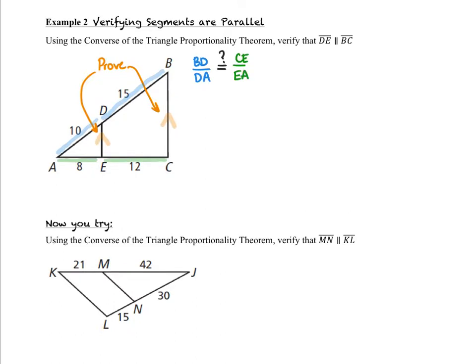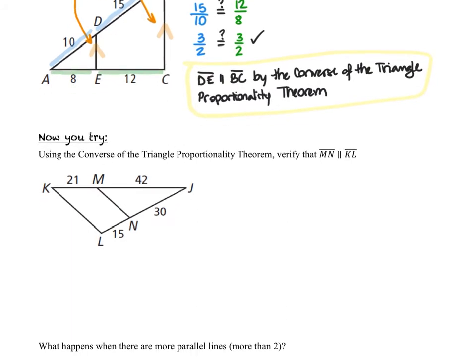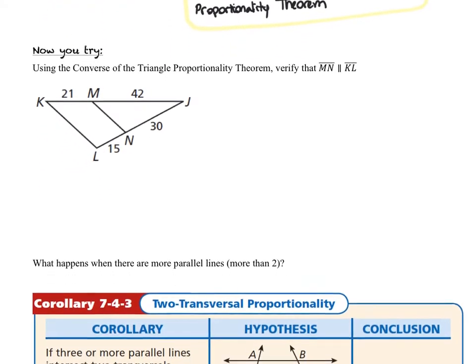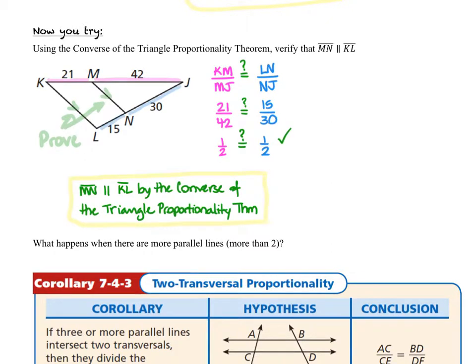Now let's plug in the numbers. We plug in the numbers and simplify. Both ratios are 3/2. So this means we are able to prove that segment DE is parallel to segment BC using the converse of the triangle proportionality theorem. We've got another Now You Try for you to practice your new skill. So using the converse of the triangle proportionality theorem, you want to verify that segment MN is parallel to segment KL. Good luck. Turn the video back on when you're ready to check your final answer and move on. As always, if you do have some questions about this one, bring them to class.